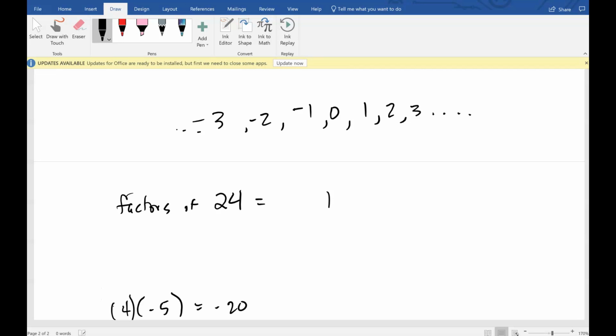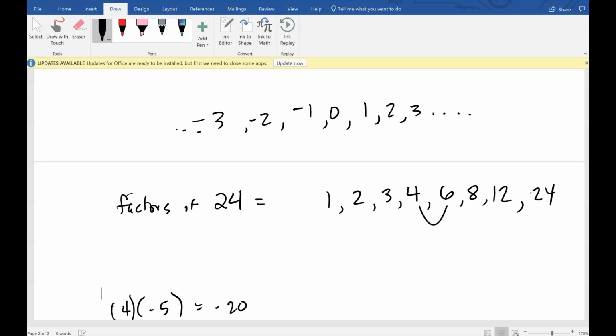So 1 goes into it, 2 goes into it because it's even, 3 goes into it, 4 goes into it, 5 does not, 6 does, 7 does not, 8 does, 9 does not, 10 does not, 11 does not, 12 does. I guess you could list the number itself if you wanted to. And I think that's it.